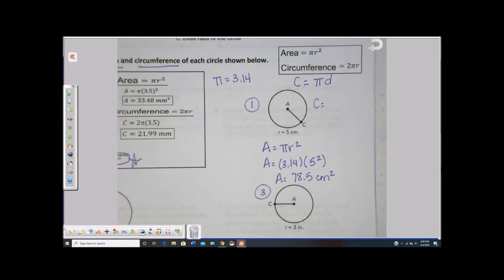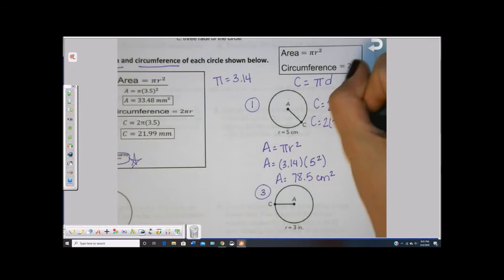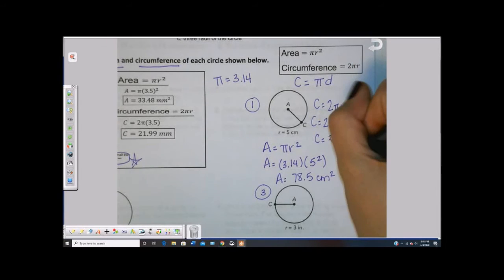Then I'm going to find circumference, and since we have radius, I'm using 2 pi r. So we're just going to do 2 times 3.14 times 5, and we get 31.4 centimeters.